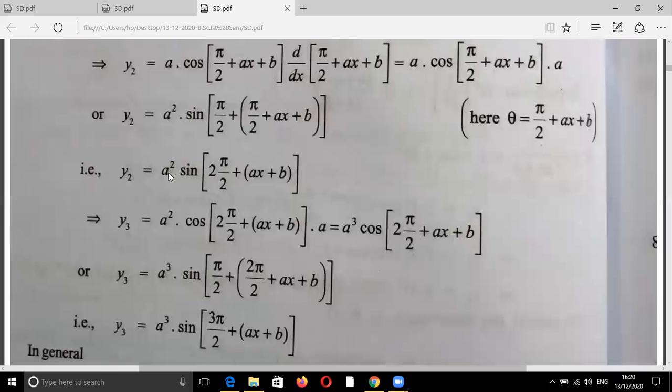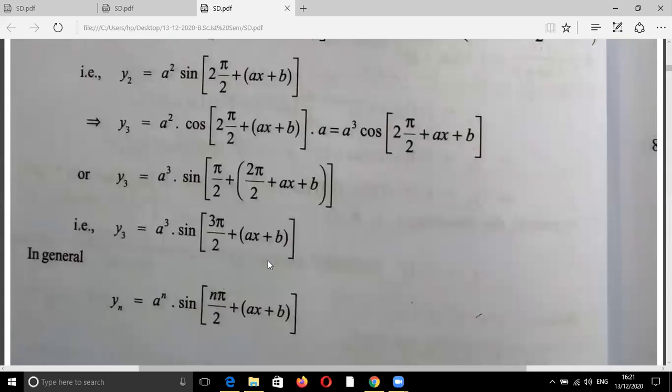So here a square is a constant, you write it as it is. Sine will become cos, because differentiation of sin x is cos x, and the angle is the same. The inner derivative: 2 into pi/2, or pi, is a constant, so that is 0. Ax, if you differentiate, you get a into 1, that is a. B means you get 0. That means 0 plus a plus 0, that is a. Now a square into a is a cube.